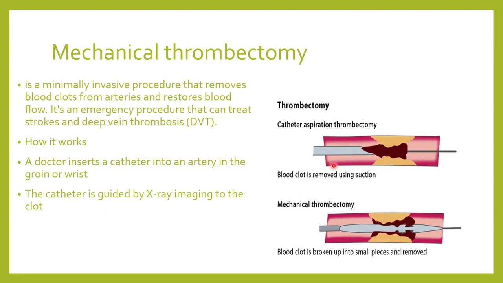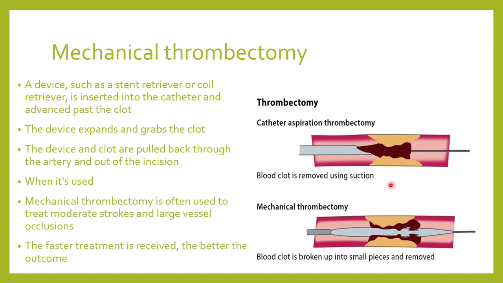Here the doctor inserts a catheter into the artery, it might be in the groin area or in the wrist area, and then this catheter is guided by X-ray imaging, and a device like a stent retriever or a coil retriever is inserted into the catheter and advanced past the clot. This device will expand and it will grab the clot. So the device and the clot are pulled back through the artery out of the incision.